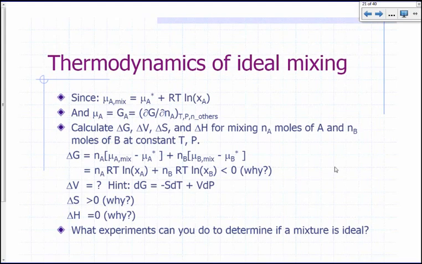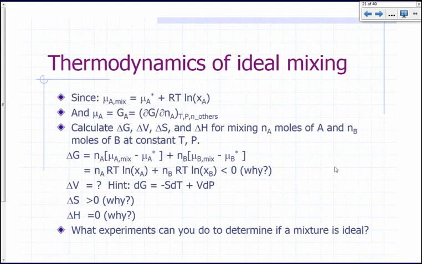There should be a bar over here. This is G bar sub A. So it's the partial derivative of G with respect to moles of A, holding temperature, pressure, and the moles of all the other components constant. So that's the definition of chemical potential.